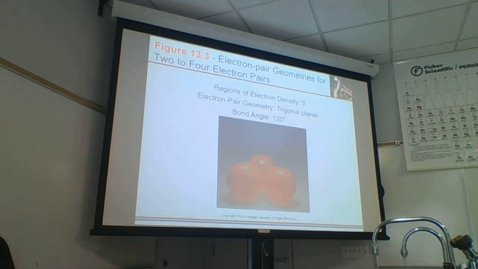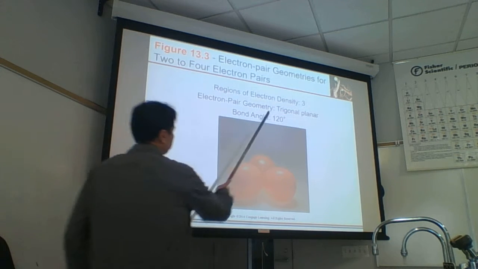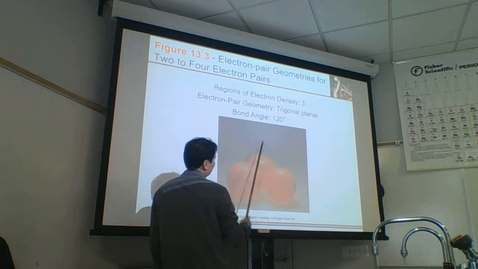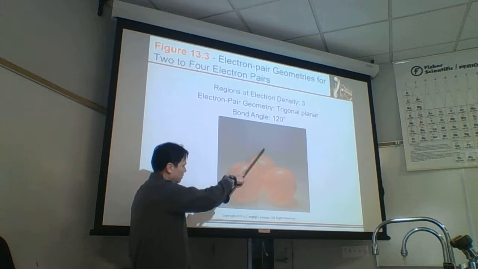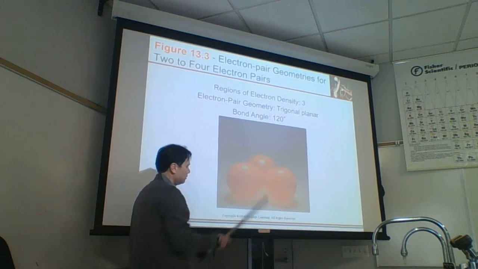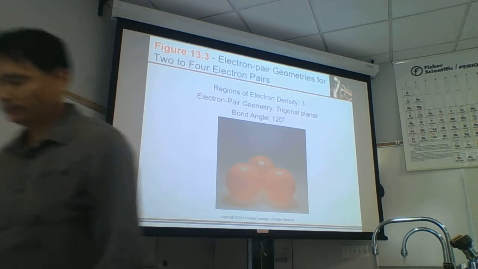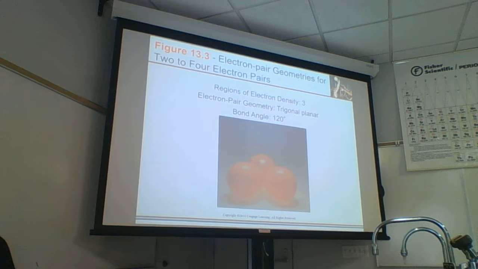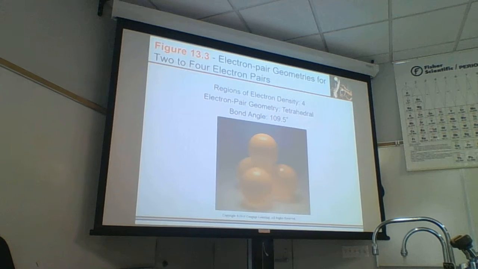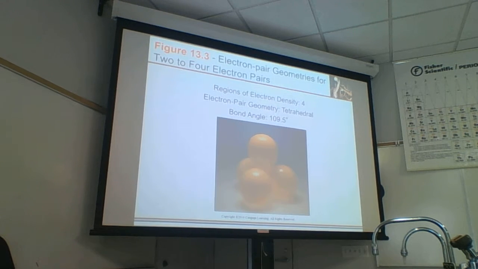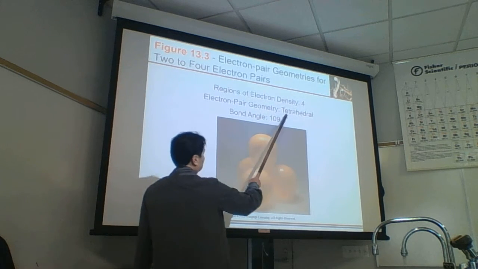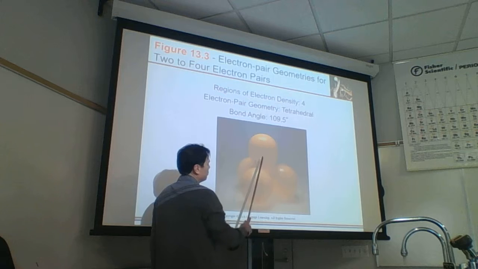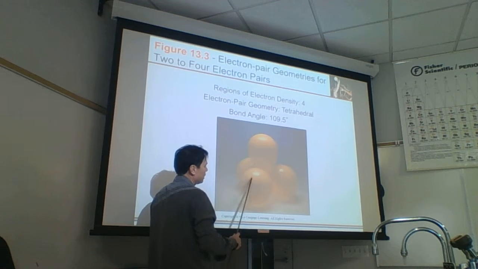3 balloons, what do we call this? We call this trigonal planar. Here, this one. They're going to be at 120 degrees. Now, if we put the 4th balloon, it will come up here and then push these 3 down. So that's called tetrahedral. And the angle's 109.5, or a lot of people just say 109.